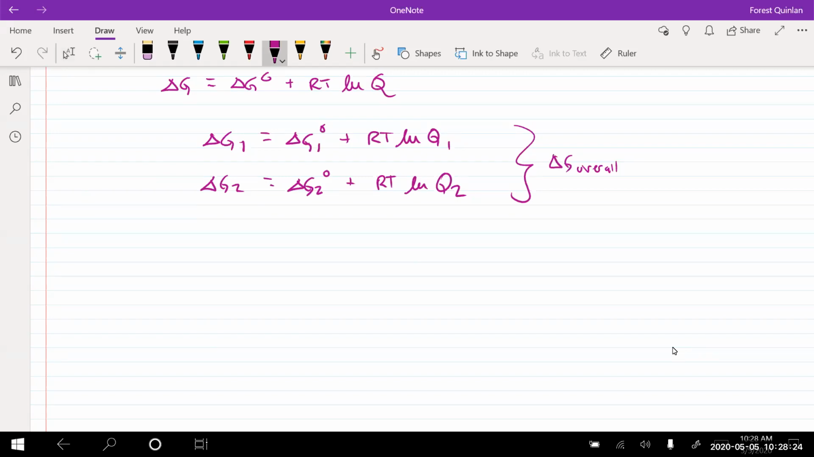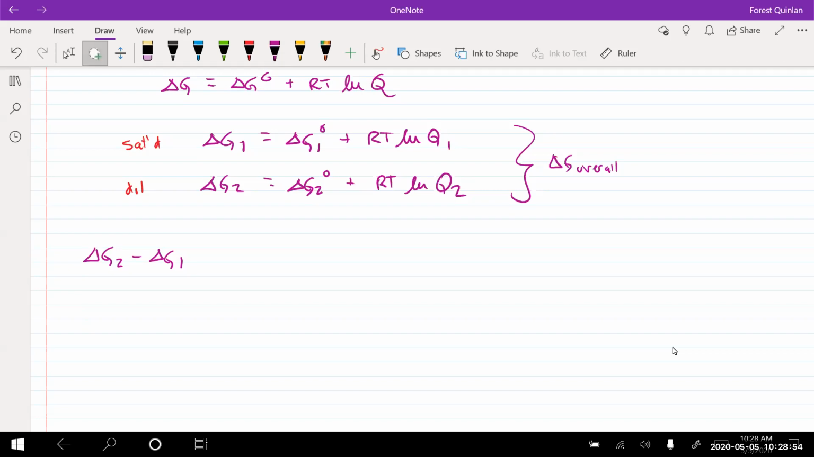Okay. Let's do some math. Delta G2 minus delta G1. By the way, I should probably note this real quick. Delta G1 will be the saturated, and G2 will be the dilute. So if I take 2 minus 1, that's going to get the overall, right?